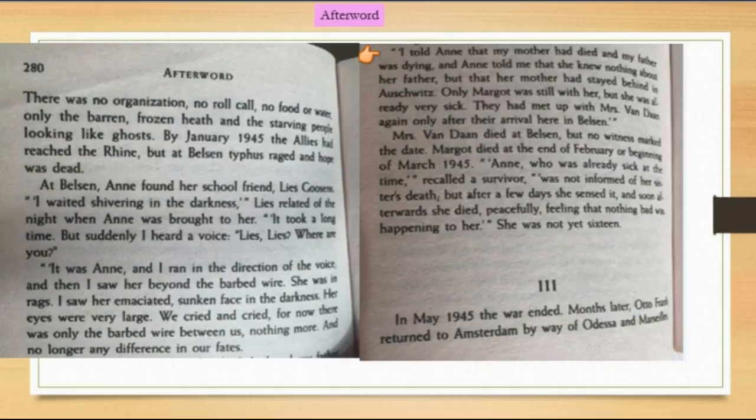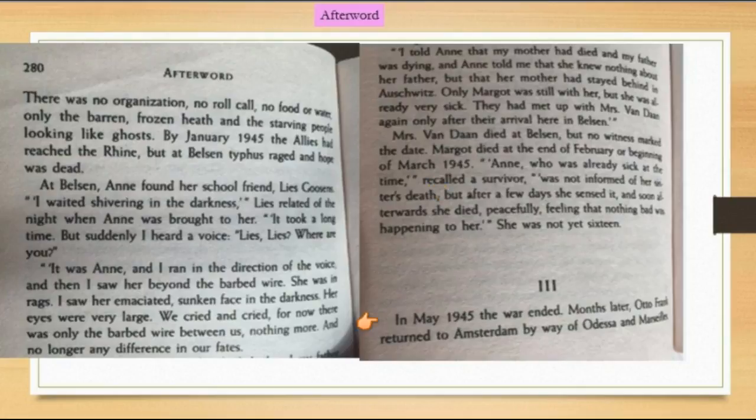Mrs. Van Daan died at Belsen, but no witness marked the date. Margot died at the end of February or beginning of March 1945. Anne, who was already sick at the time, recalled a survivor, was not informed of her sister's death, but after a few days she sensed it. And soon afterwards she died peacefully, feeling that nothing bad was happening to her. She was not yet 16.